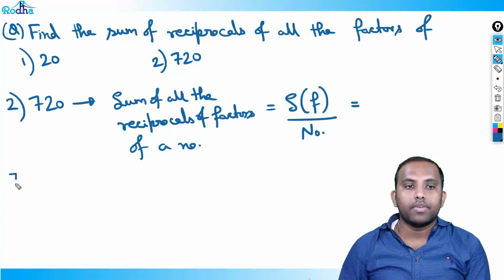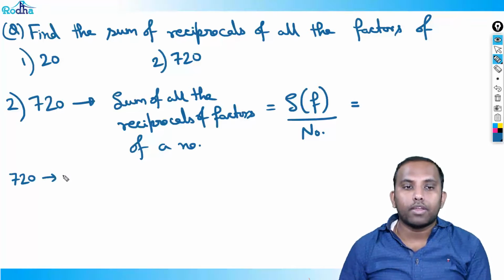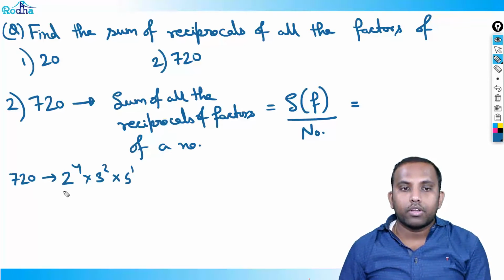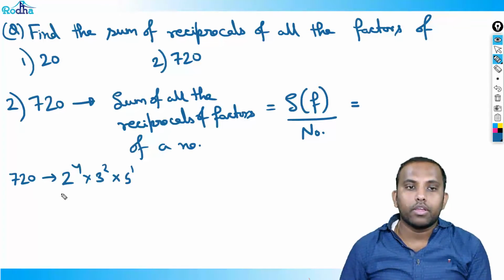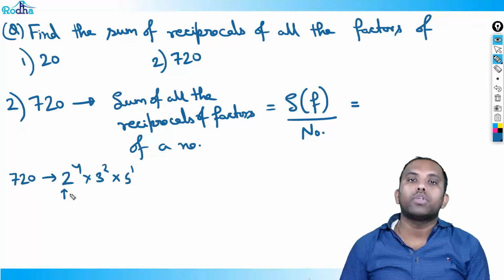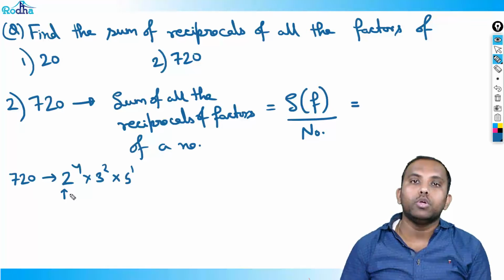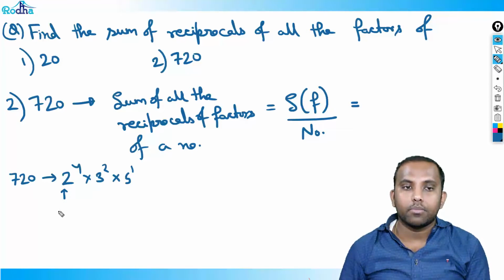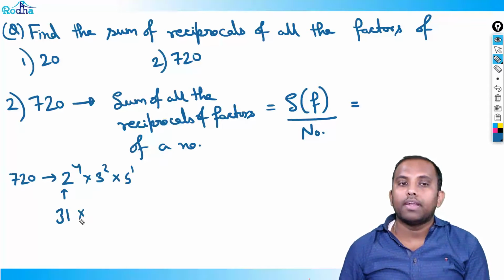So now you have to add the sum of all the factors of 720. We know how to do it: just break it into prime factors, 2 raised to 4 into 3 square into 5 raised to 1. What is the sum of all the factors now? I can do it mentally. For 2 raised to 4: 2 raised to 0 plus 2 raised to 1 plus 2 square plus 2 cube plus 2 raised to 4. What is the sum here? 31. Do it mentally, right?